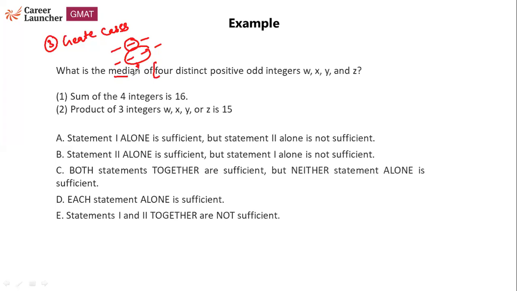Now, what's the median of four? Distinct. Distinct means all different. They have to be positive. They have to be odd. W, X, Y, and Z.